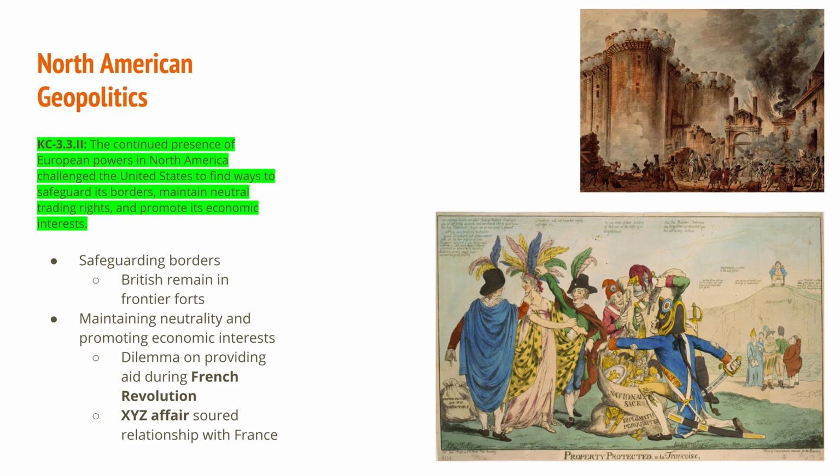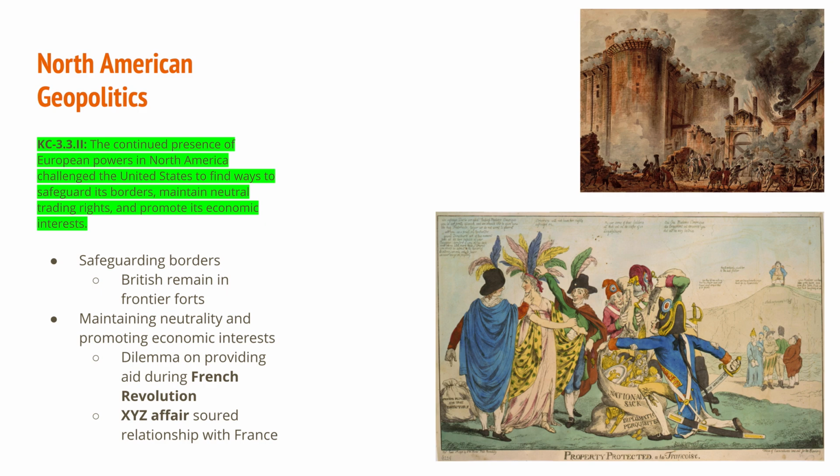In terms of maintaining neutrality and promoting our economic interests, we are still wanting to keep friendly alliances with other European powers that are going to be trading partners. And this becomes a problem during the Adams presidency with the XYZ affair. So some American diplomats go over to France, and they are treated poorly. They're asked for a bribe in order to be able to go ahead and do their job and meet with the French ambassadors or the French ministers.